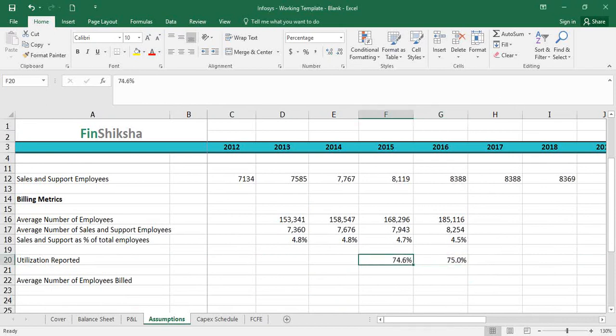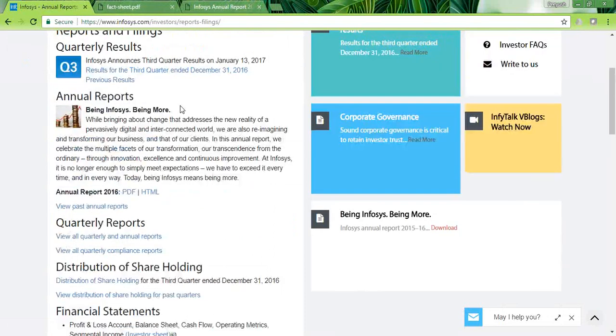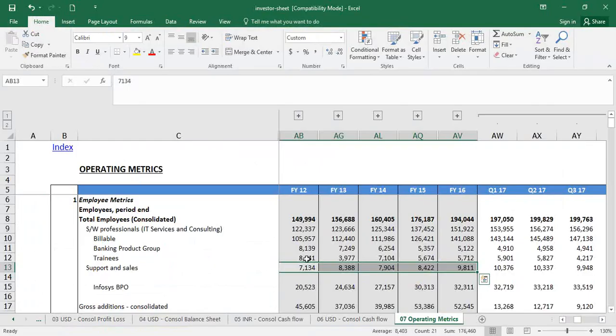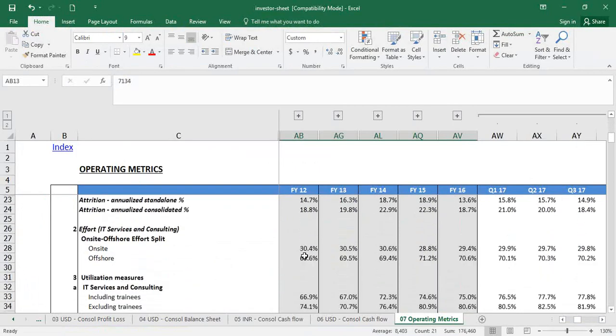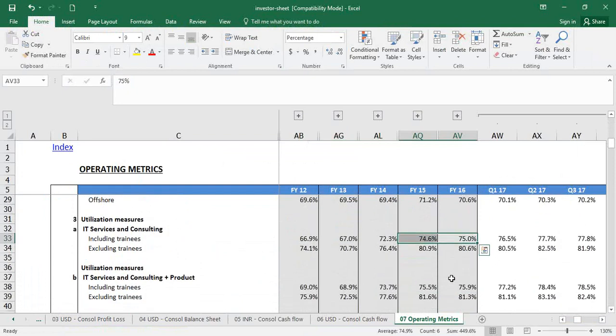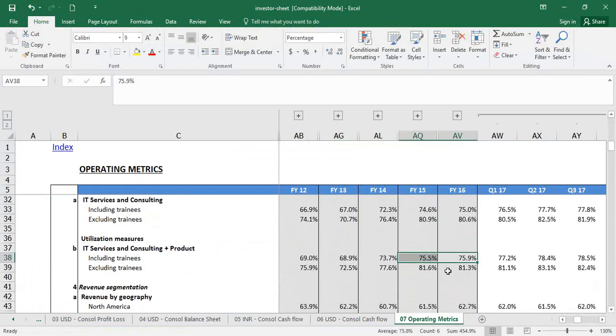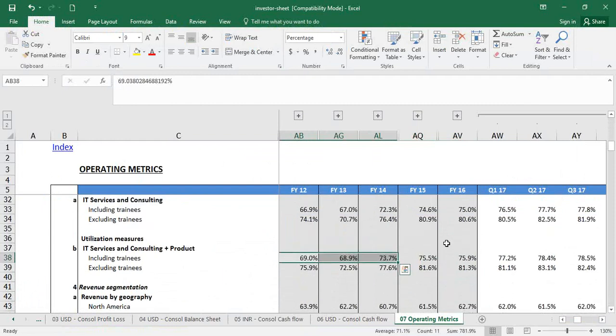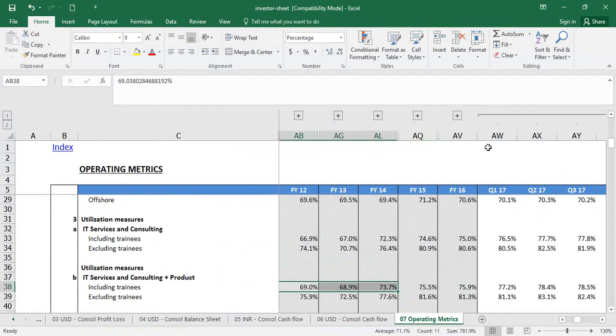So this data was available in the fact sheet. So all I need to do is go back to the previous fact sheets, right? This data should probably be available here as well. In terms of my utilization measures, you see this IT services and consulting and the total firm-wide data plus product, that's available here as well. So 68.9, 69, 68 and 73.7. So that's the data point available with us.